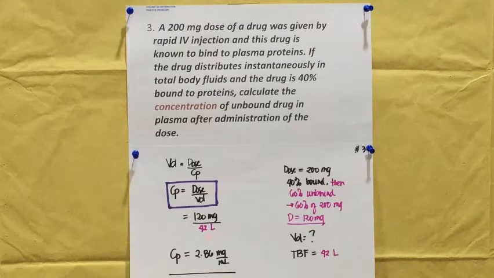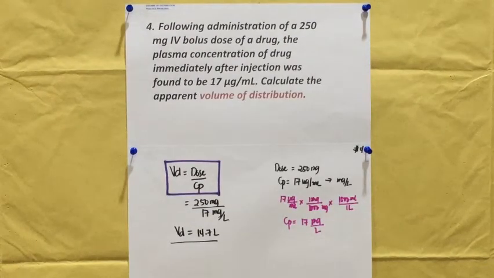This is coming from the total body fluids. So we have now a plasma concentration of 2.86 milligram per ml. So ibig sabihin nito na yung unbound portion ng drug, ang plasma concentration lang niya is 2.86 milligram per ml. Problem number 4.